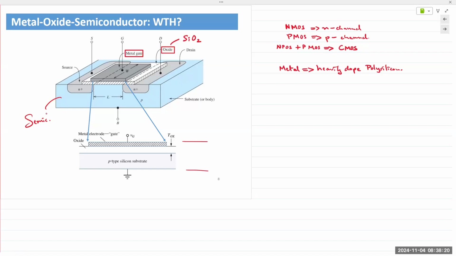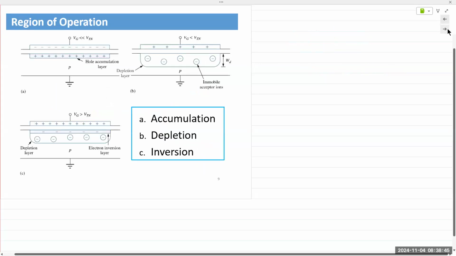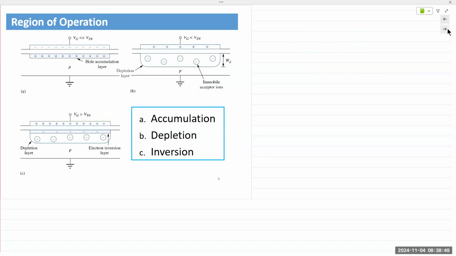If you have two conductors separated by an insulating material, it's a capacitor. So this is known as a MOS capacitor. What we're going to look at is the operation of this MOS capacitor and what it does before we look at the workings of a MOSFET.